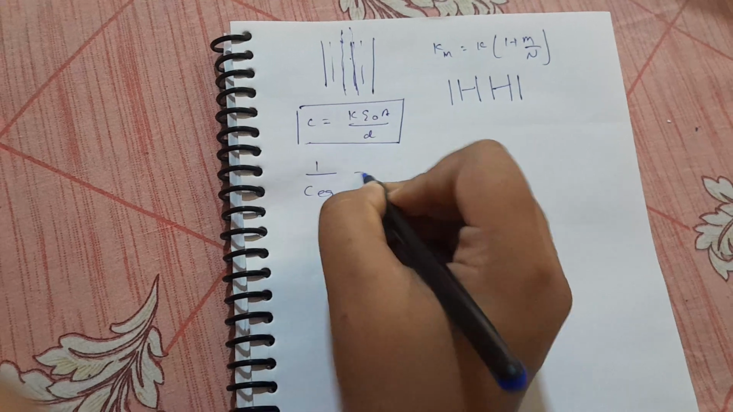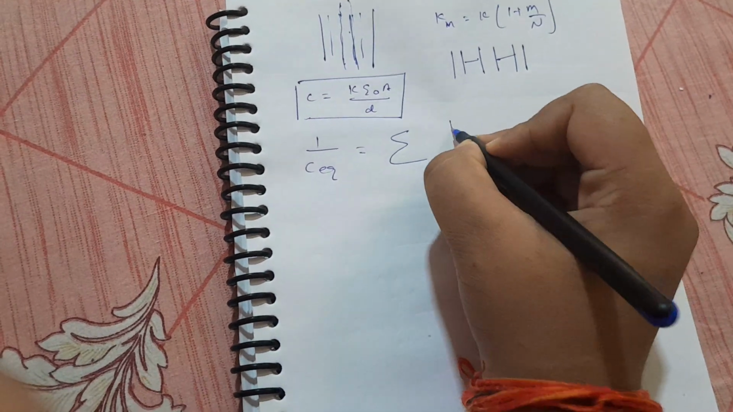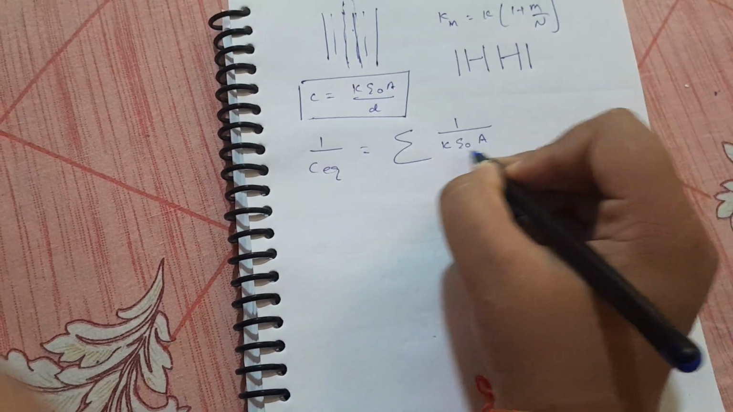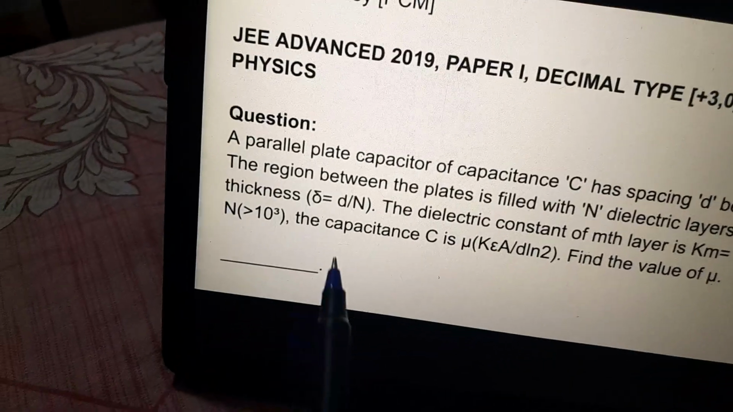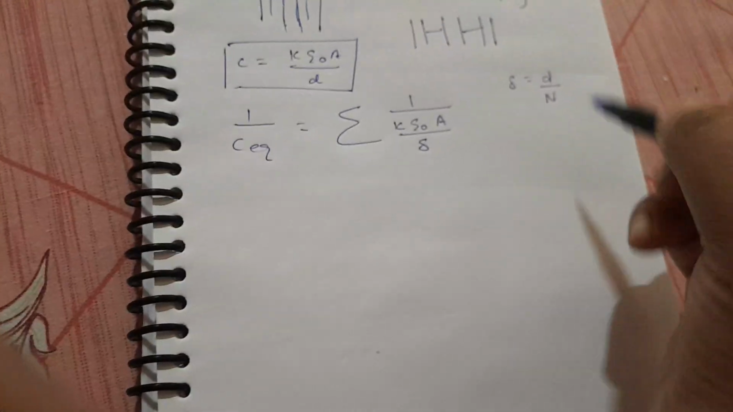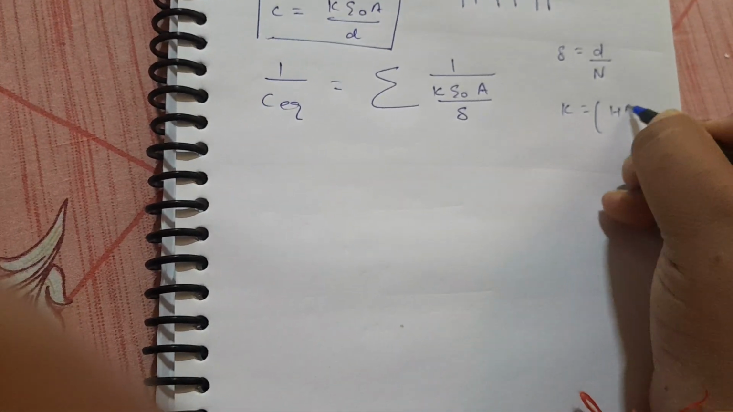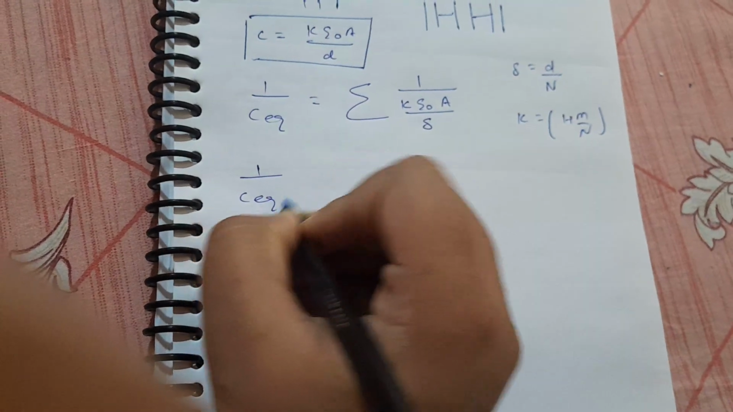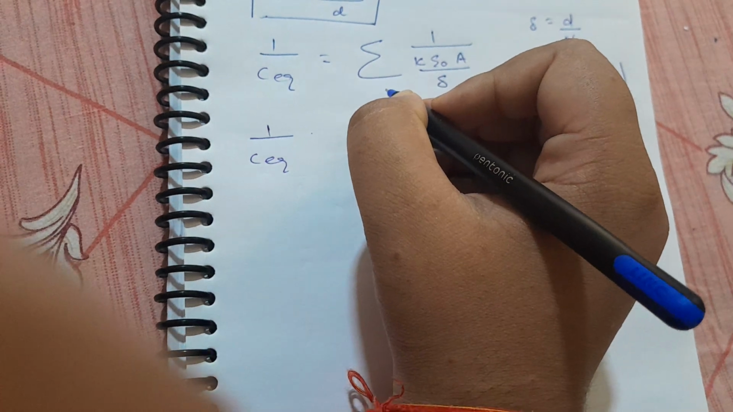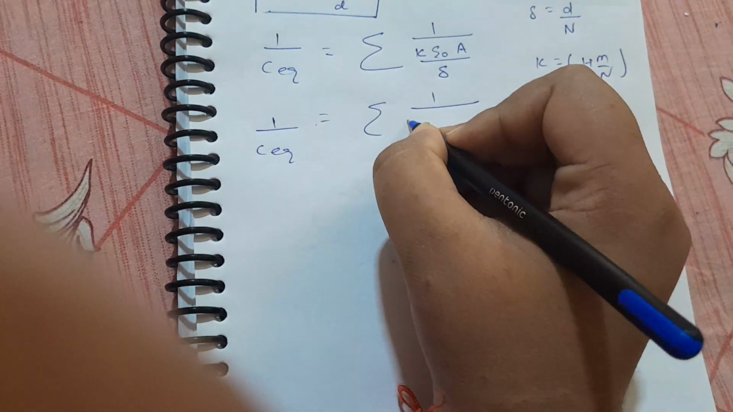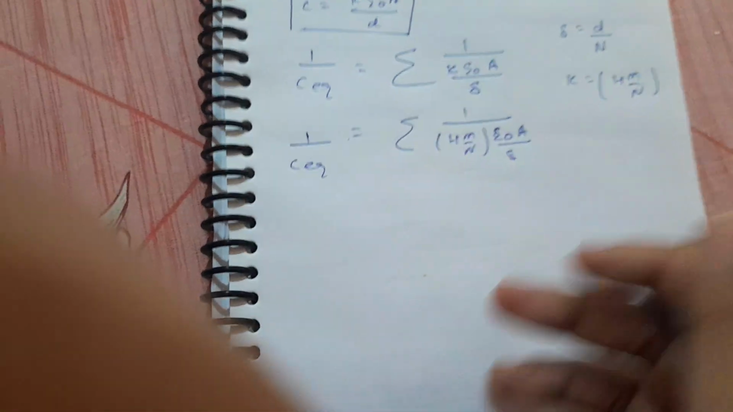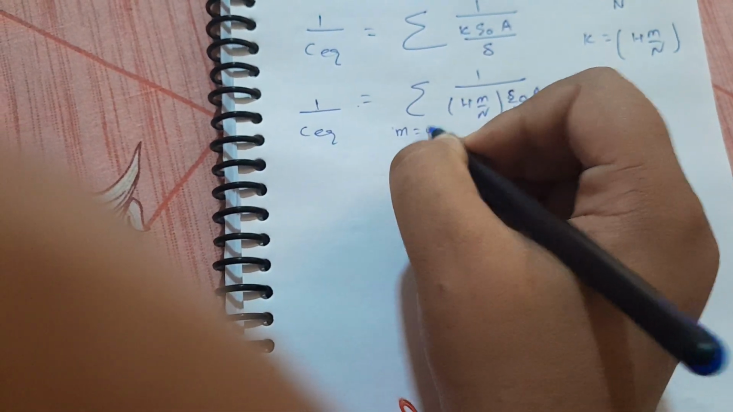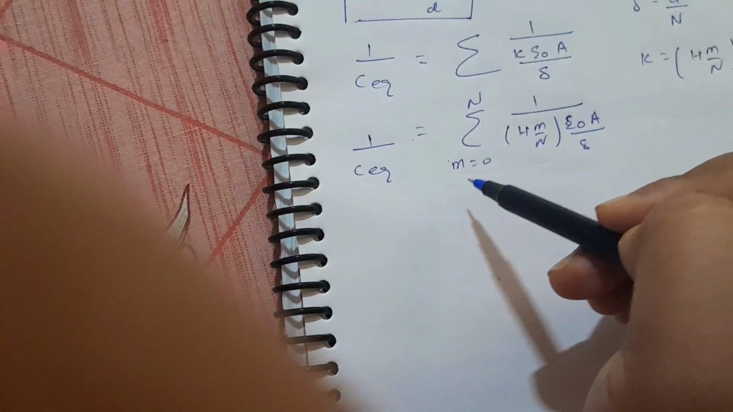So we will get 1 by C equivalent is equal to summation of 1 by K epsilon naught A by delta, where delta is provided in the question as D by N. Also we have been given K is equal to 1 plus M by N. So in the next step, we get 1 by (1 plus M by N) epsilon naught A by delta, and M is from 0 to N according to the question.